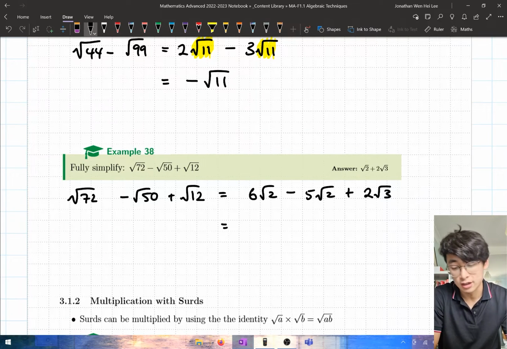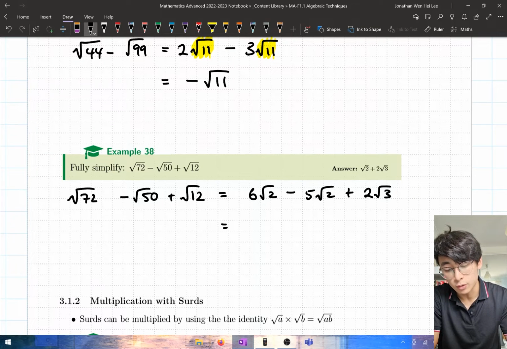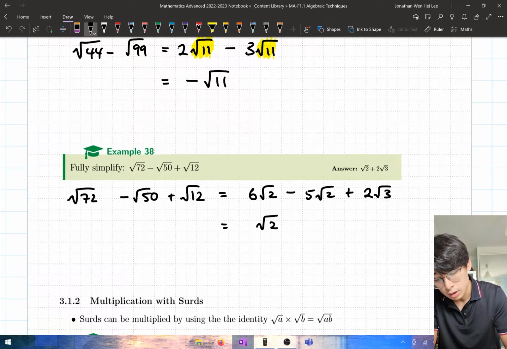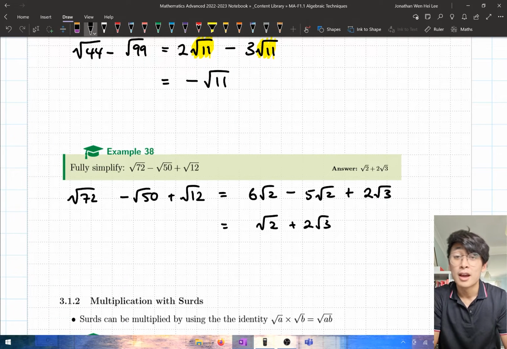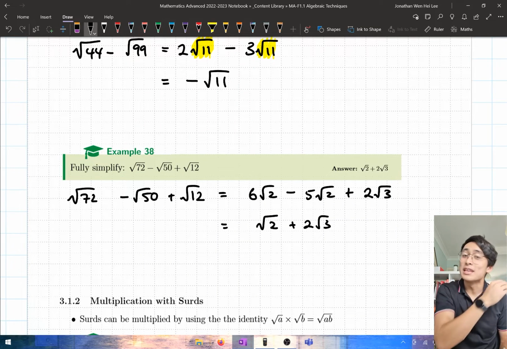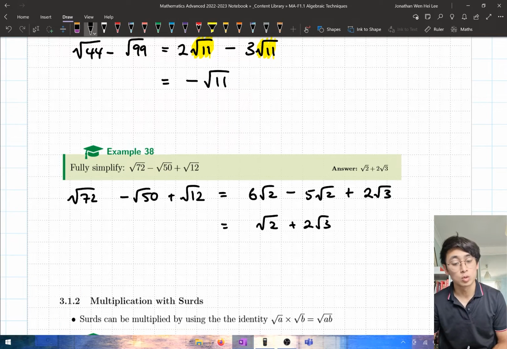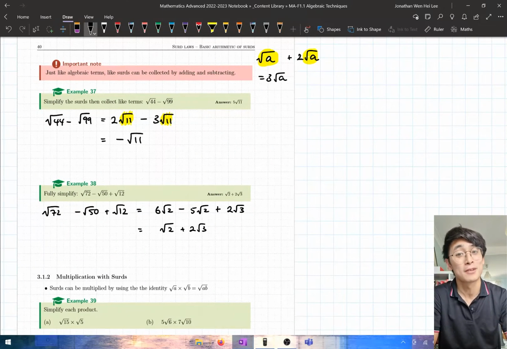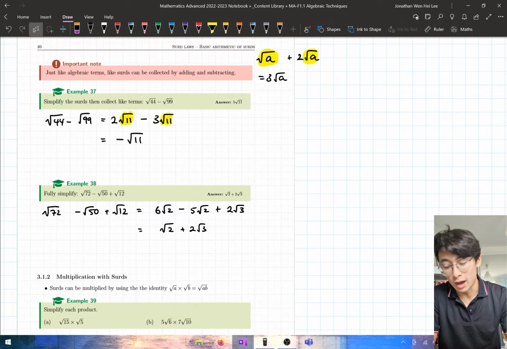Okay, now I can start to add and subtract our surds. Here in this case, we've got 6 root 2 and a 5 root 2, which are like surds. So 6 minus 5 will give me 1, so this just becomes square root 2 plus 2 root 3. I can't combine that 2 root 3 because it's not a like surd. It doesn't have the same number underneath the surd, so I have to just leave it as 2 root 3. Okay, so that's how we add and subtract surds. So usually what you'll need to do is simplify our surds first by taking out a perfect square factor and then move on to adding and subtracting like we would with algebraic terms.